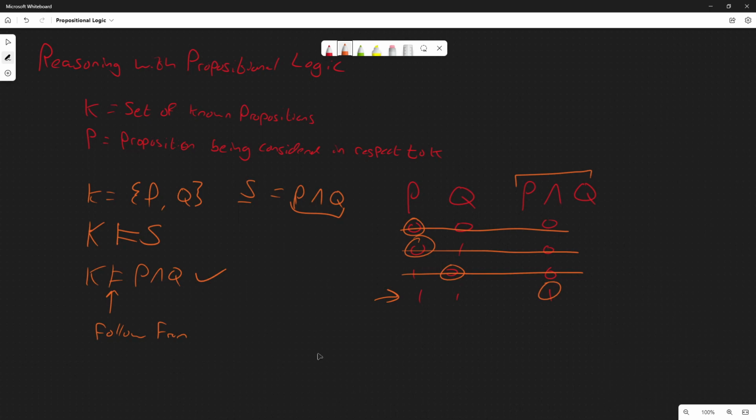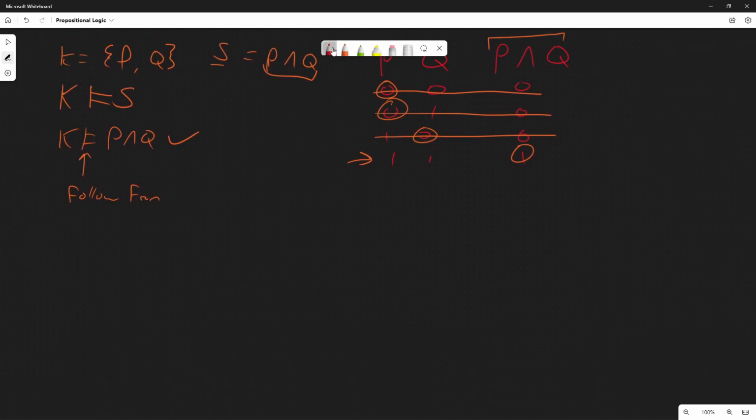Let's look at some slightly more in-depth examples. Show that P1 or P2 follows from our K of P1 and P2. What we do here is draw out our truth table. We have atoms involved, P1 and P2. We're also going to have to write out everything within our set, so we have P1 and P2. And finally, we have the thing we're querying, P1 or P2. We'll go through and write out all of our values.